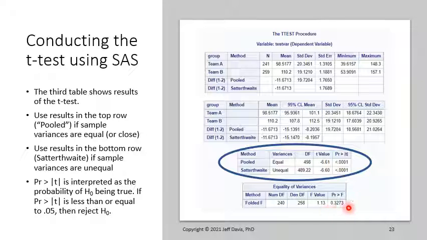In this case, we have a probability of 0.3273. That's way larger than 0.05, over 27 points higher than 0.05. So here we say we fail to reject the null. The variances of the two groups do look to be the same, and again, you can kind of see that up here.